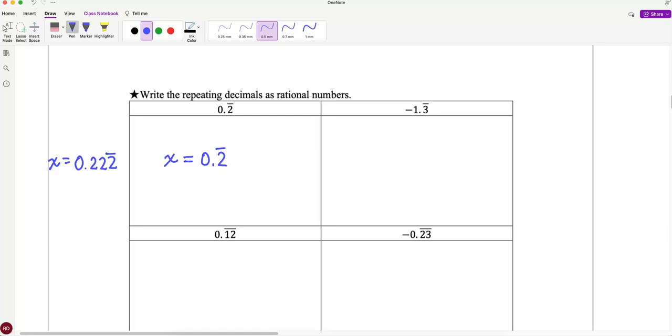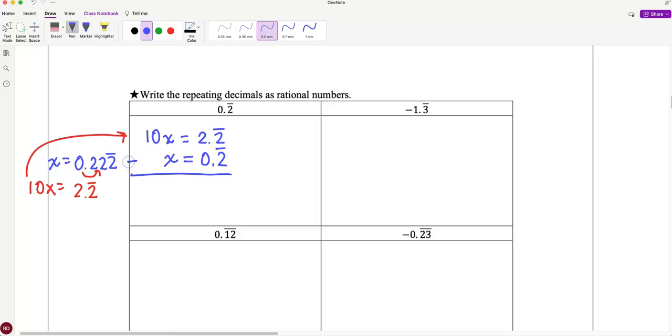Now, what happens if you multiply a decimal by 10? So 10x, that's going to move the decimal one place. So 10x is going to be 2.2 repeat, okay? All I did, when you multiply a number by 10, you make it larger and you move the decimal one place. So I can write that right up here. 10x is 2.2 repeat.